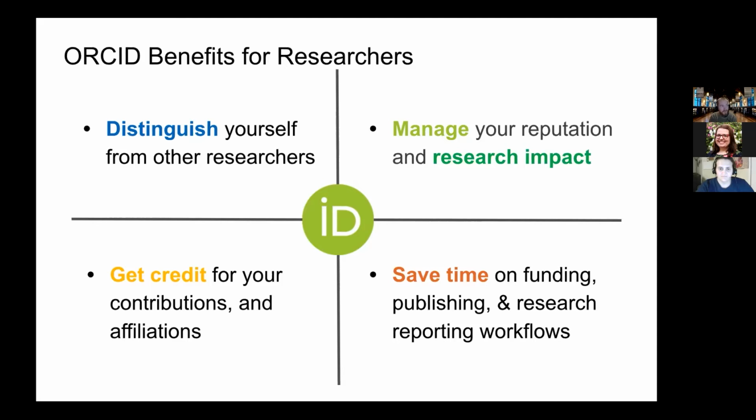But at bottom, what it allows you to do is distinguish yourself unambiguously from other researchers. It's very common, academia being a global endeavor, and as big as it is, for researchers to have the same name, even in the same field, and certainly it's very common across fields. And that varies, depending on how common your name is, but it's certainly a common experience. So ORCID provides you with a unique persistent identifier that distinguishes you from other researchers.